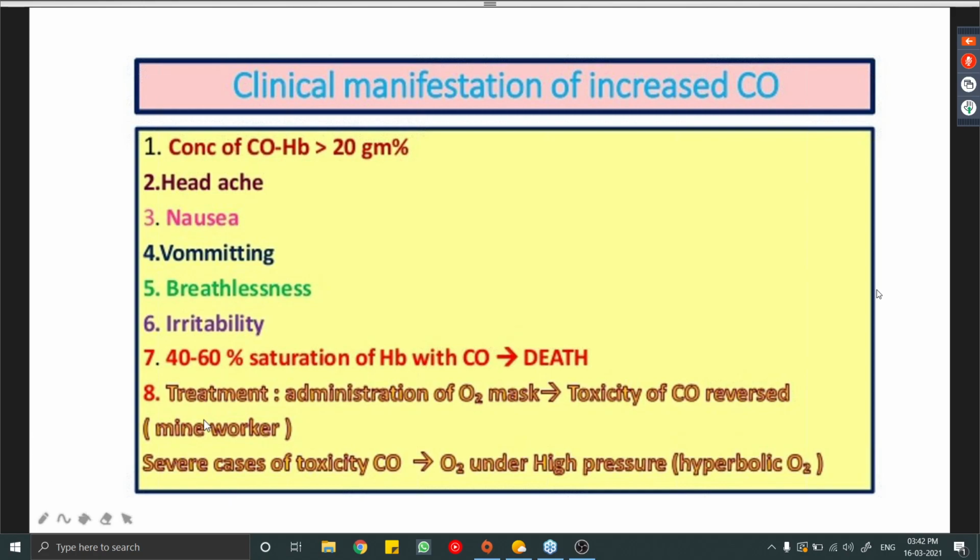The clinical manifestations are headache, nausea, vomiting, breathlessness, irritability. When 40 to 60% of hemoglobin is saturated with carbon monoxide, it leads to death. Administration of an oxygen mask is the treatment, and this is used for mine workers to reverse the toxicity of carbon monoxide. Whereas in case of severe toxicity, oxygen under high pressure, that is hyperbaric oxygen, is given as the treatment of choice.